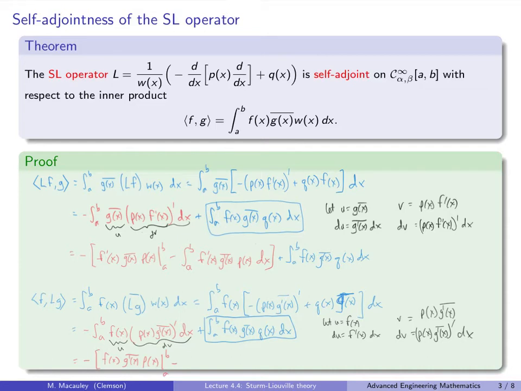So v du, this is f prime of x, g prime of x bar, p of x. That's exactly what we had up here. It's the same thing. So minus integral from a to b, f prime of x, g prime of x, p of x dx. And then plus this little integral: integral a to b, f of x, g of x bar, q of x dx.